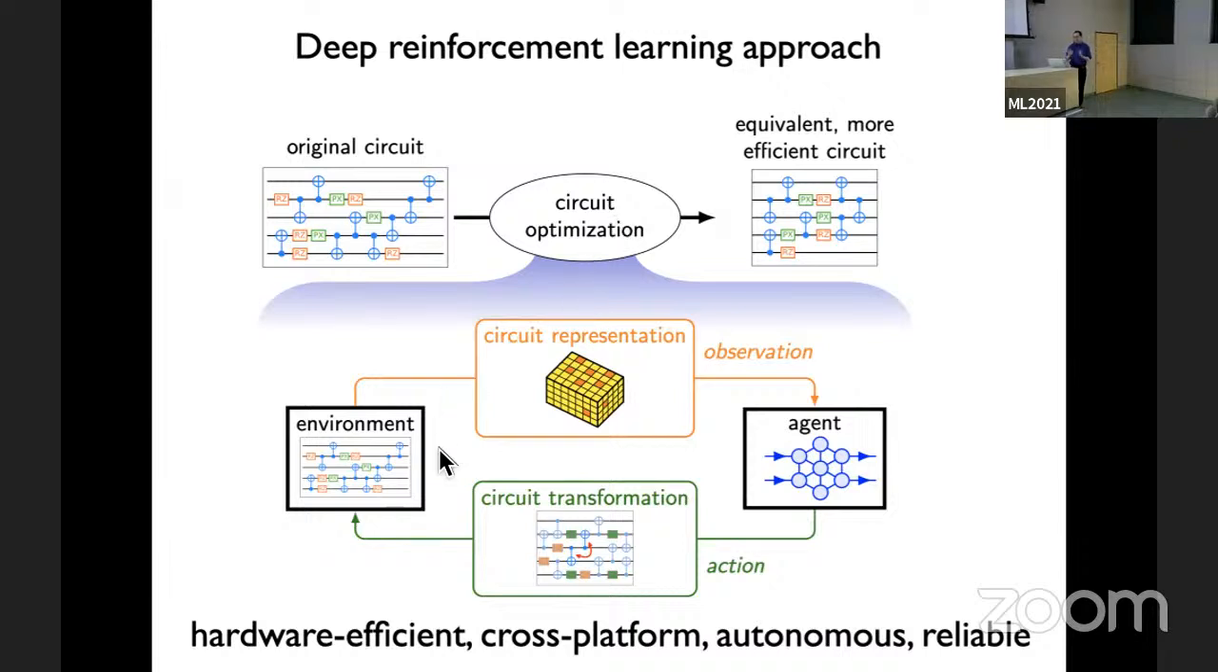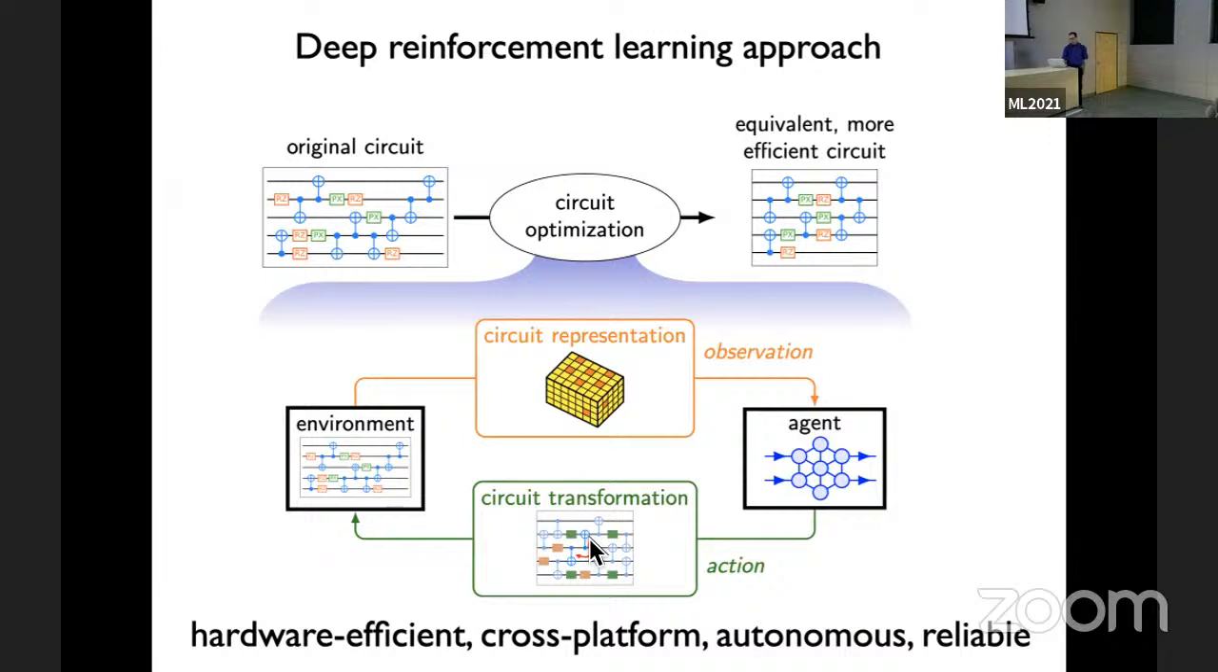And so in a nutshell, as an overview, what should happen is that you view this whole quantum circuit at once, like the board of a board game. You view this whole quantum circuit, you have to represent it somehow, feed it into an agent, and the agent has to decide, where do I apply one of these transformations and how do I apply it?